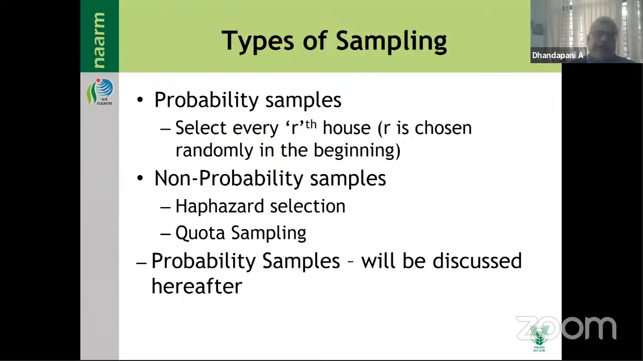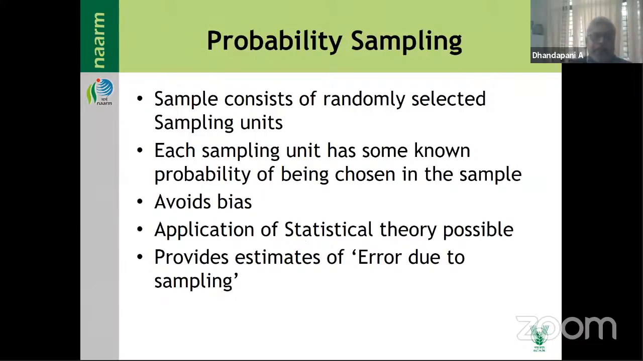The reason is that with these non-probability samples, you cannot draw a valid conclusion about the population. And typically you may be wrong. And there is no way we can understand what kind of errors are there in your estimates. So that's why we don't consider it. I will be talking only about probability sampling hereafter.